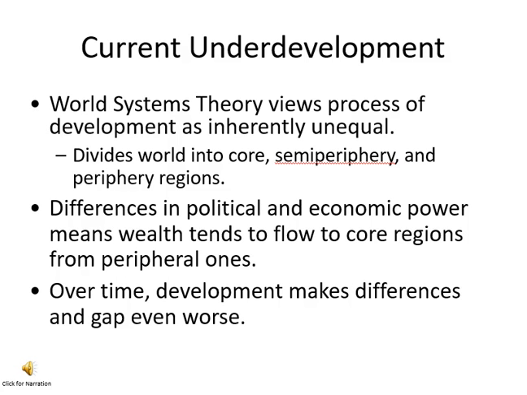So, world systems theory views the process of development as inherently unequal. It divides the world up into the categories we mentioned, and it privileges the core to the detriment, especially of the periphery, but to some degree the semi-periphery as well. And differences in power means that wealth tends to flow to the core from the periphery and semi-peripheral zones, and over time the development gap only gets wider.